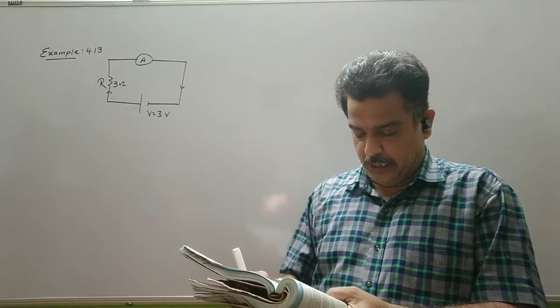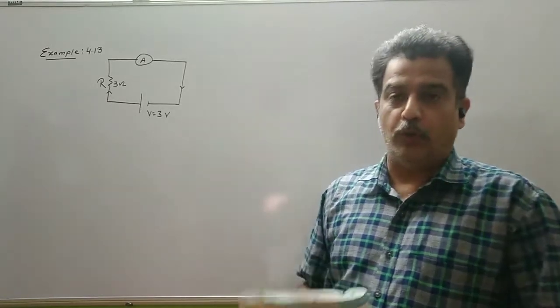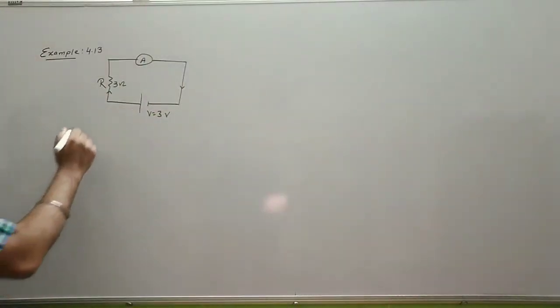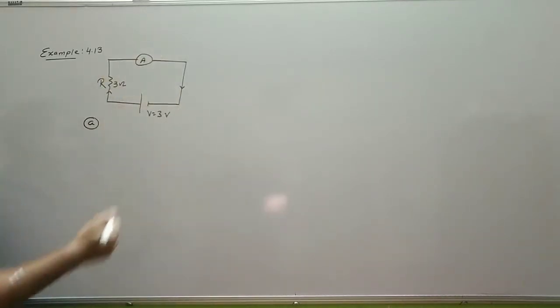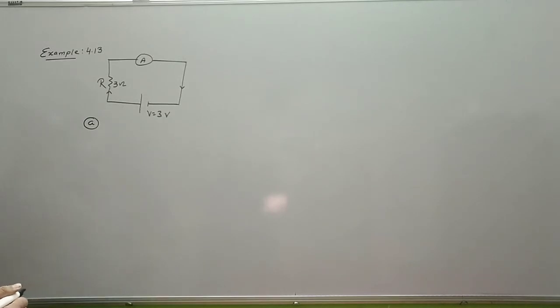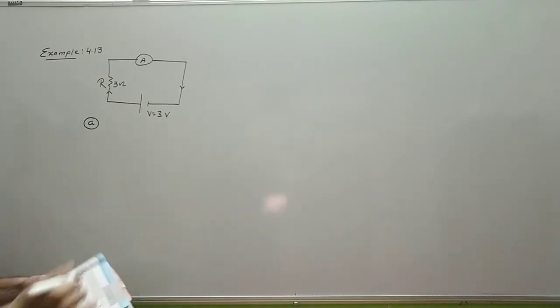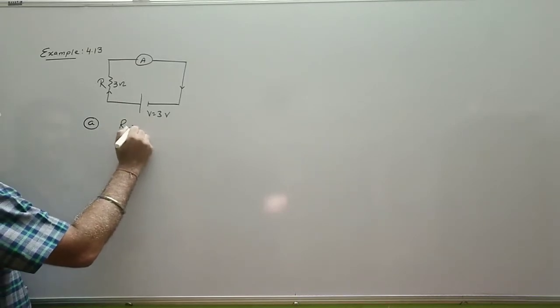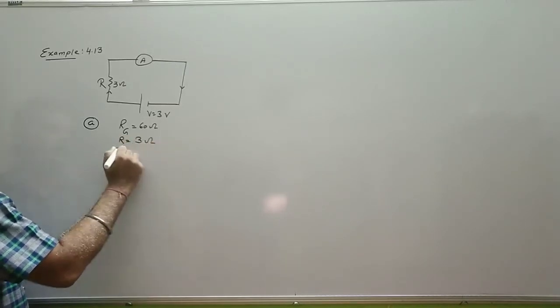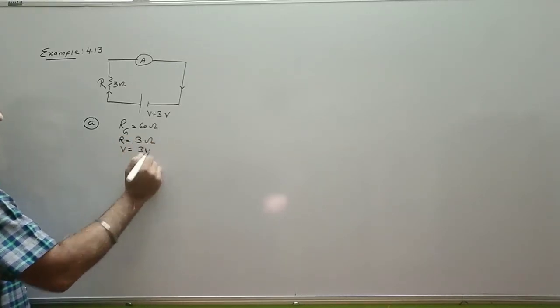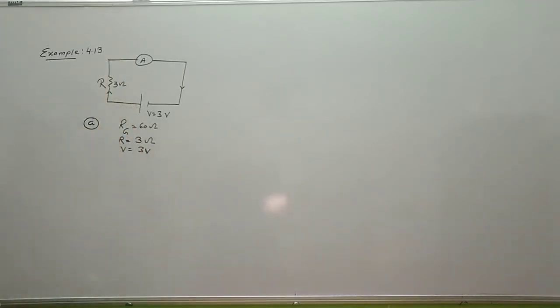part 1, is a galvanometer with a resistance of 60 ohms. So in the first case, if we assume that this ammeter is a galvanometer, that is, the galvanometer is used directly to measure the current. The resistance of the galvanometer given is equal to 60 ohms. The external resistance is 3 ohm. The battery is of 3 volt.